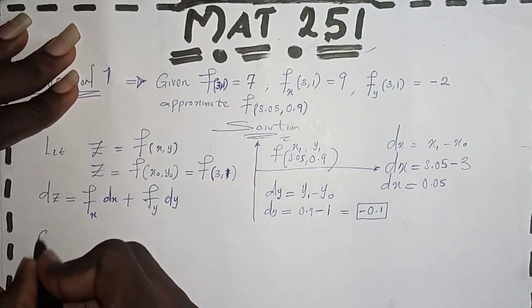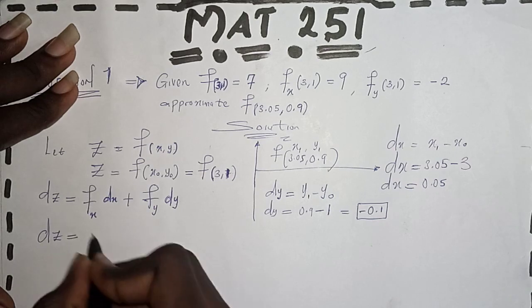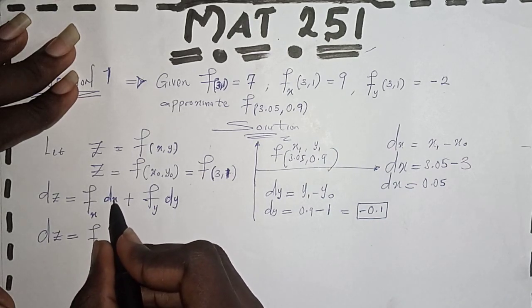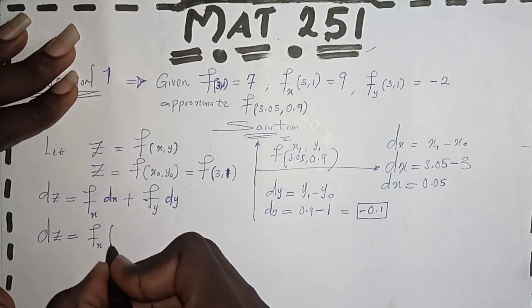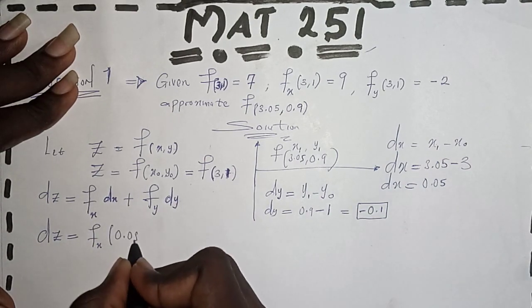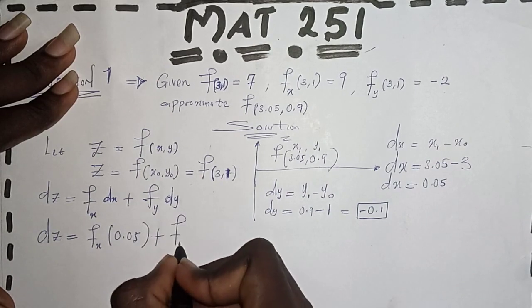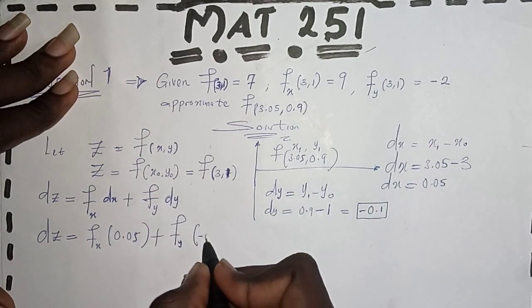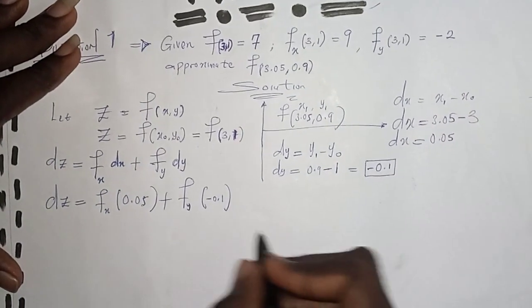So you just come straight here and say, okay, the z is equal to f(x), while the x is what we have over there, which is 0.05. And at the same time, we have f(y). So this dy now is what? We have it as minus 0.1. Now we have one more thing to do.